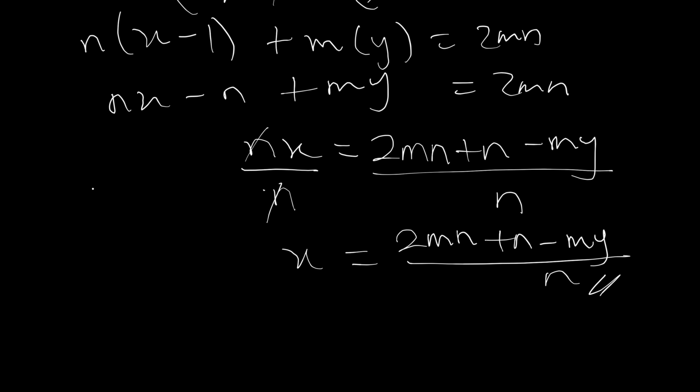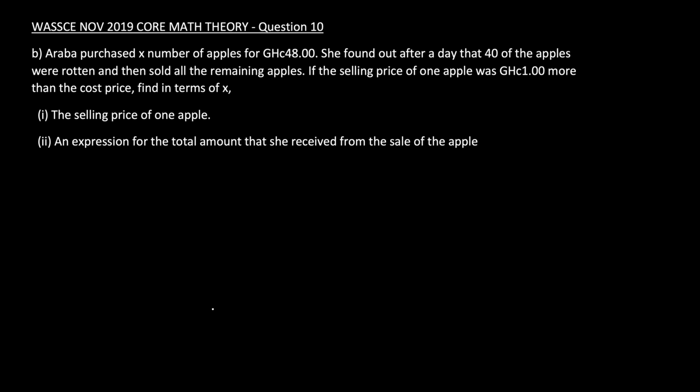So we'll be moving on to question 10b. Araba purchased x number of apples for 48 Ghana cedi. She found out after a day that 40 of the apples were rotten, and then sold all the remaining apples. If the selling price of one apple was 1 cedi more than the cost price, find in terms of x, (i) the selling price of one apple, (ii) an expression for the total amount she received from the sale of the apples. So moving on to the solution.